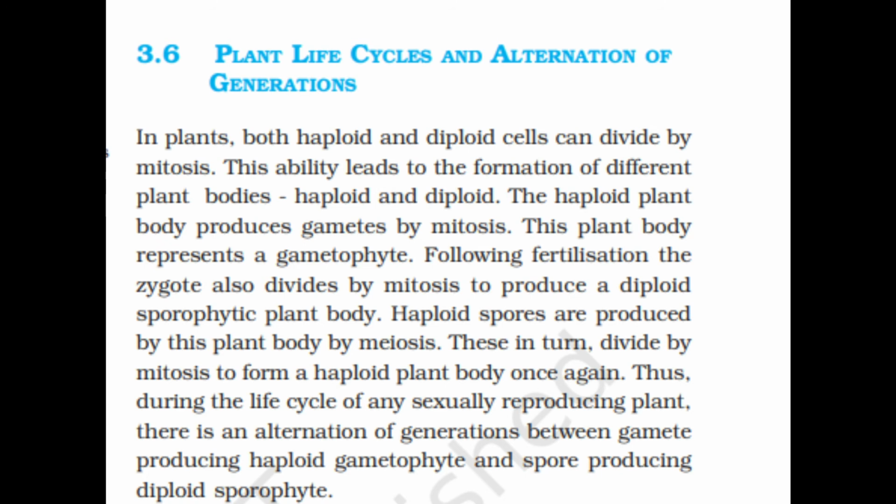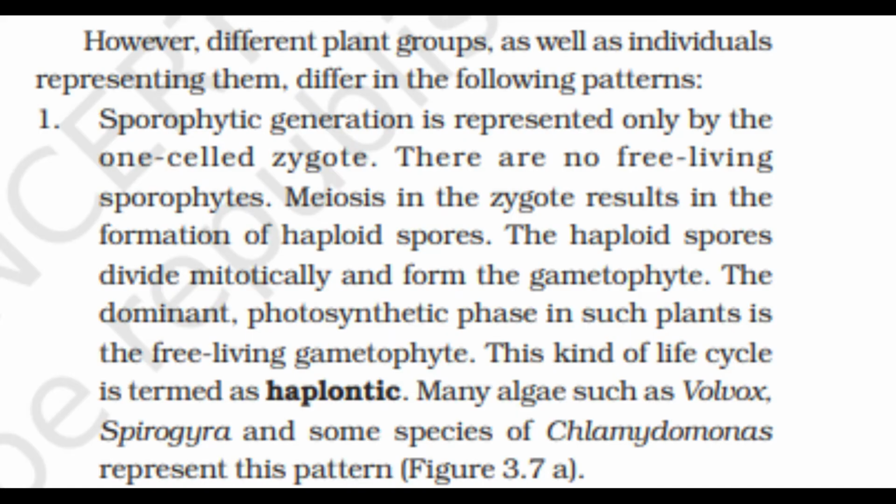Haploid spores are produced by this plant body by meiosis. These in turn divide by mitosis to form a haploid plant body once again. Thus, during the life cycle of a sexually reproducing plant, there is an alternation of generations between the gamete-producing haploid gametophyte and the spore-producing diploid sporophyte. However, different plant groups as well as individuals representing them differ in the following patterns.